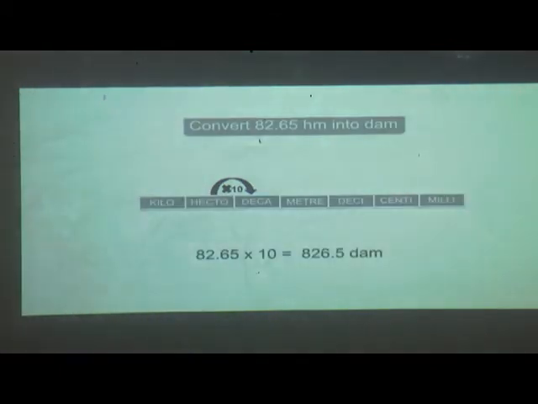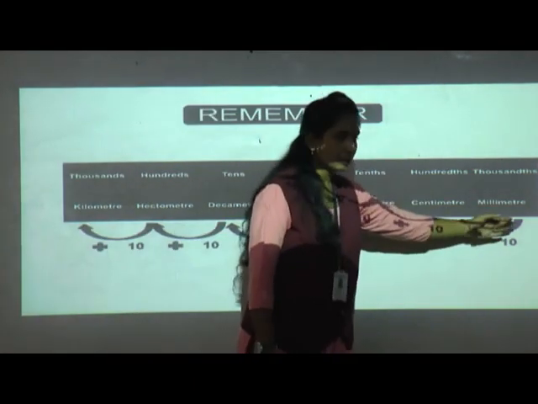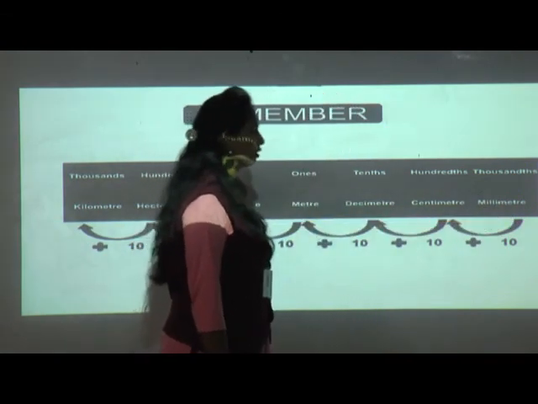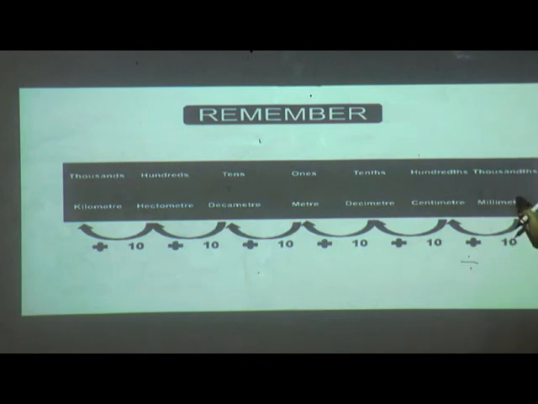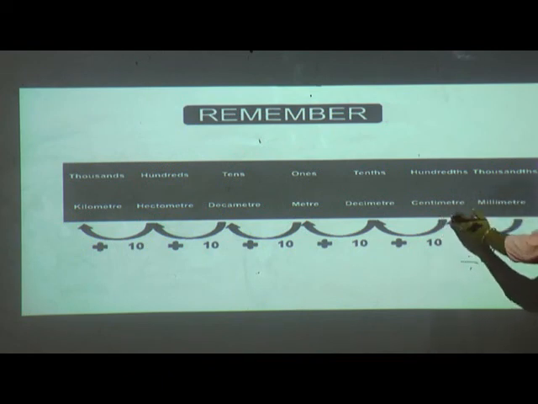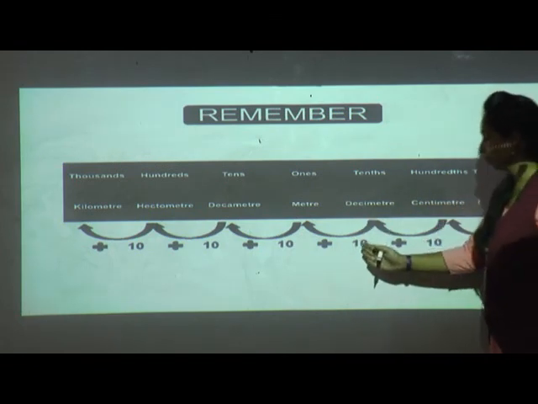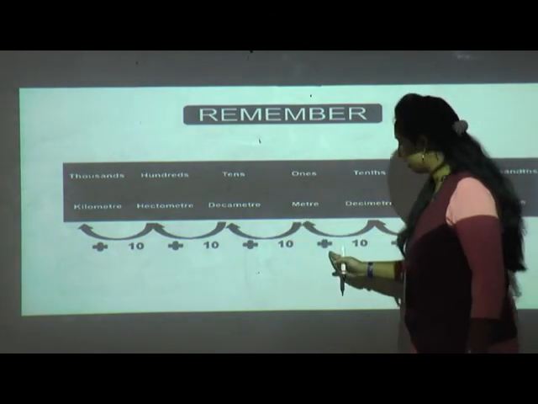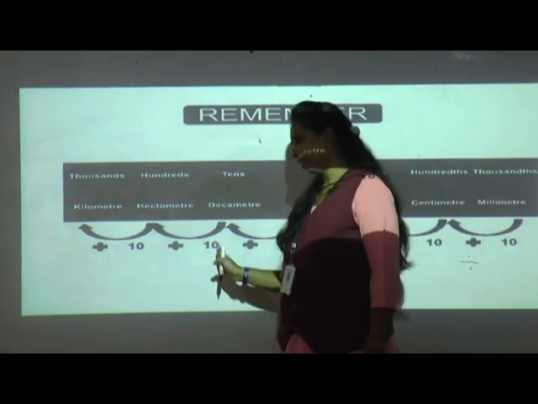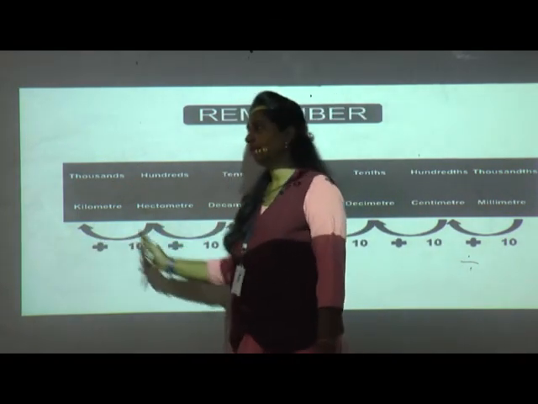The next one. Now, in the same way, the lowest unit to the highest unit, what do you need to do? You need to divide. See, this is the division symbol. Millimeter to centimeter, you need to divide by 10. And centimeter to decimeter, divide by 10. Again, decimeter to meter, divide by 10. Meter to decameter, divide by 10. Decameter to hectometer, divide by 10. Hectometer to kilometer, divide by 10.